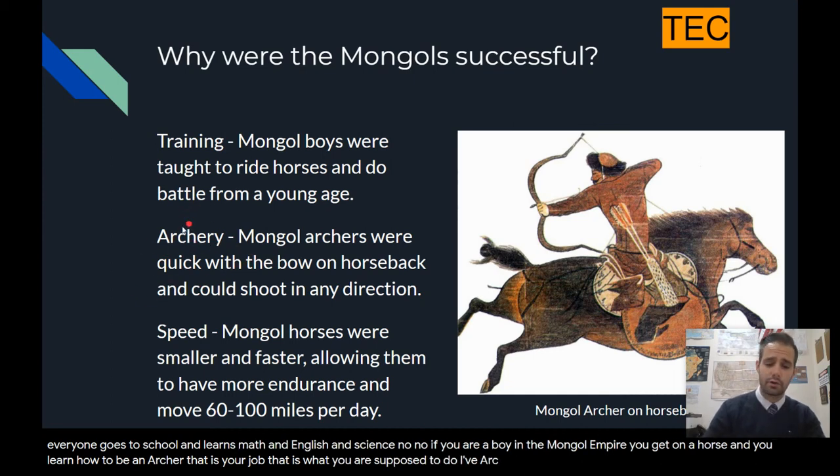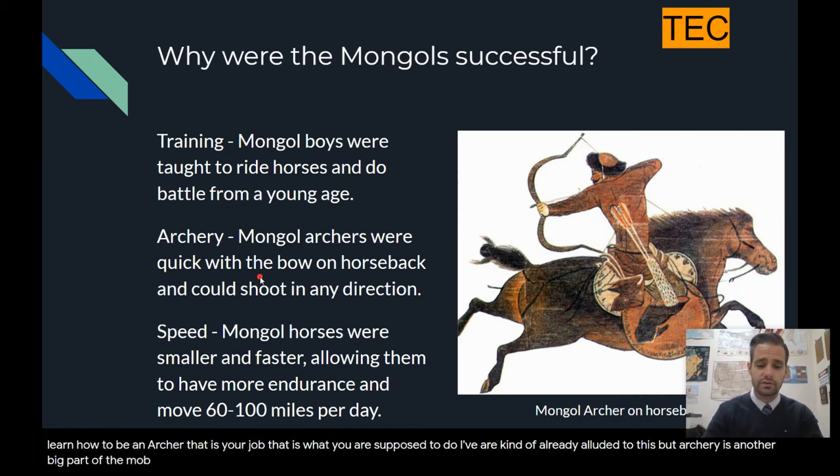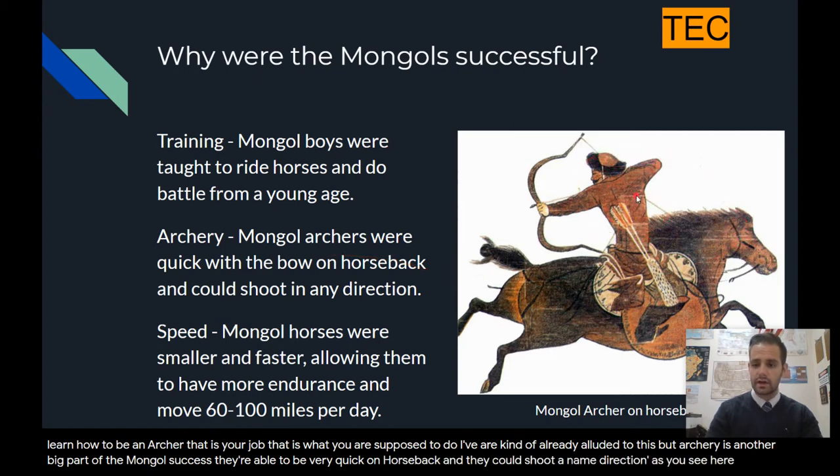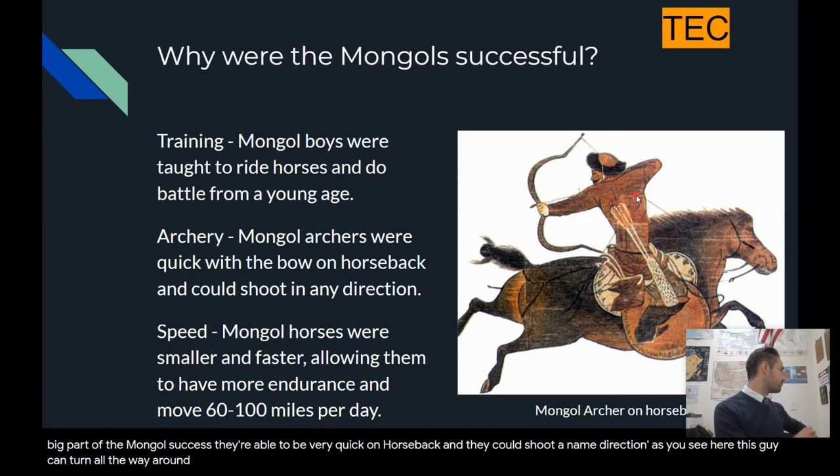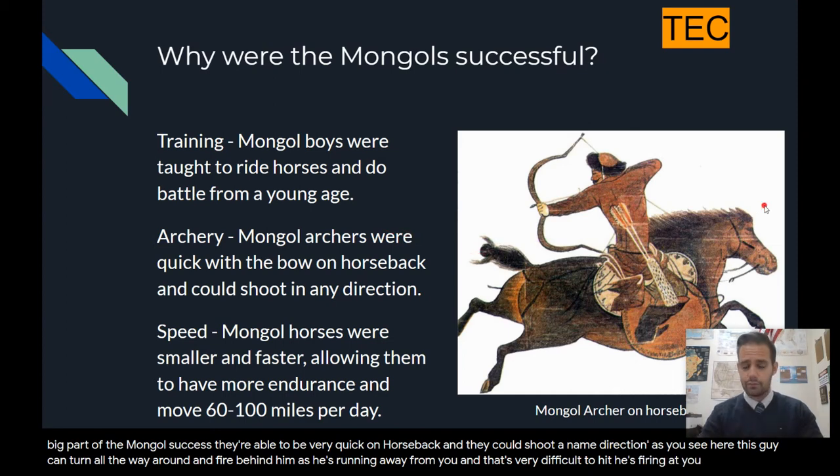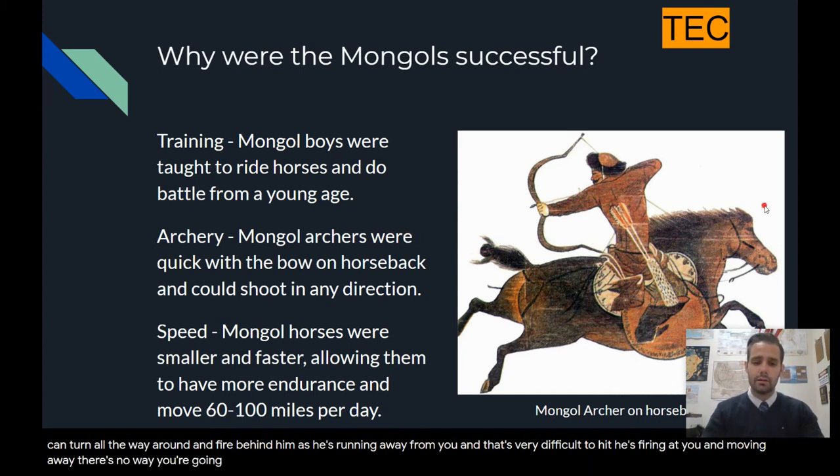I've kind of already alluded to this, but archery is another big part of the Mongol success. They're able to be very quick on horseback and they can shoot in any direction, as you see here. This guy can turn all the way around and fire behind him as he's running away from you. And that's very difficult to hit. He's firing at you and moving away. There's no way you're going to be able to attack him.